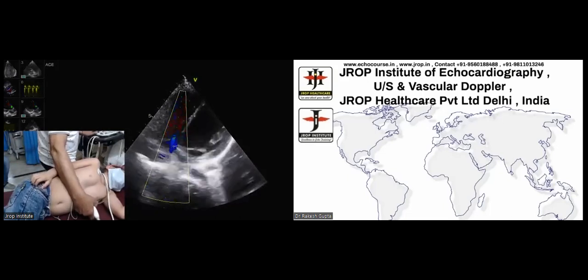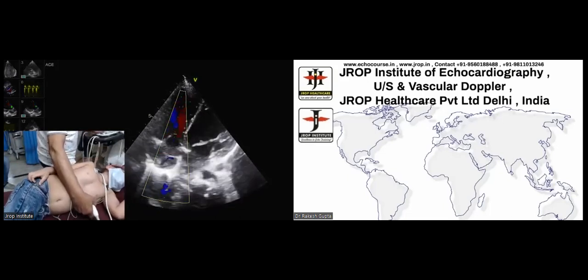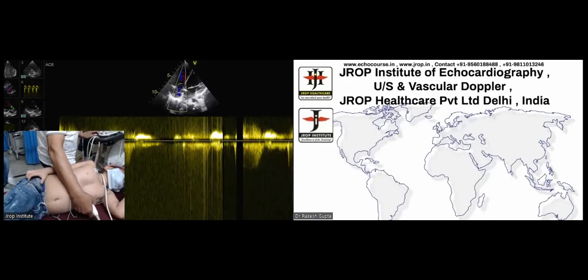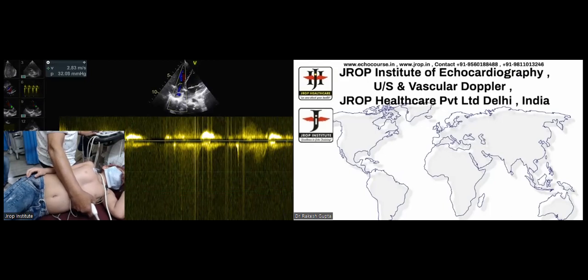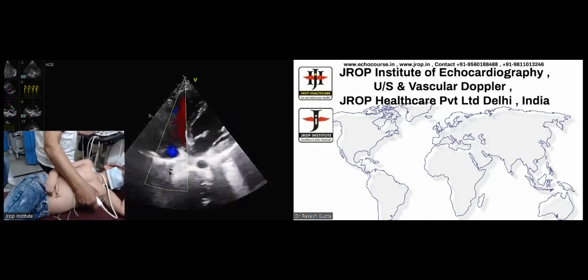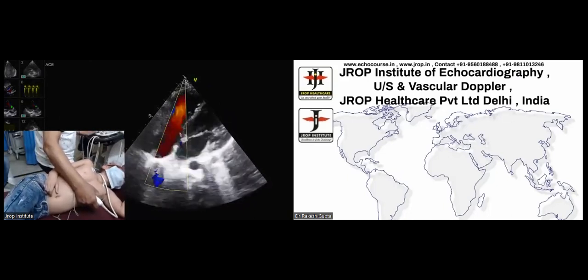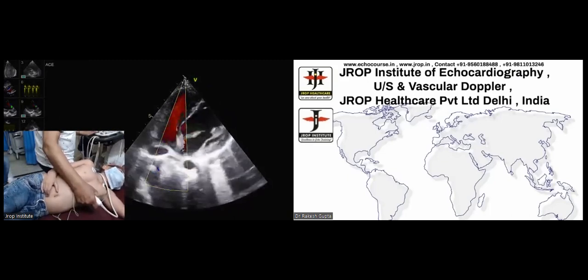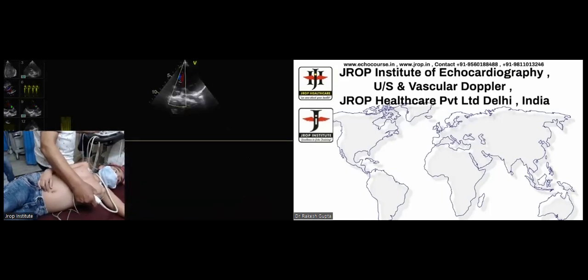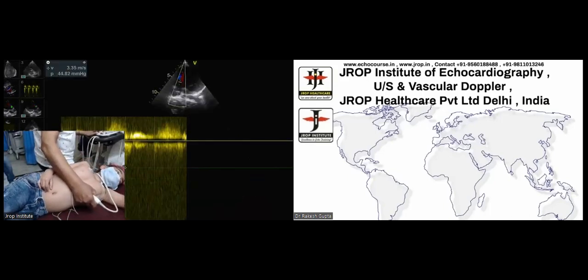Now I'm focusing on the TR jet. I don't expect a very high TR jet velocity. Look, his TR jet velocity is hardly 2.16 meters per second. So we don't expect anything much in the subject of VSD. So we classify them as restrictive VSD. I'm doing it again. So my approximate gradient is 20 millimeters of mercury.